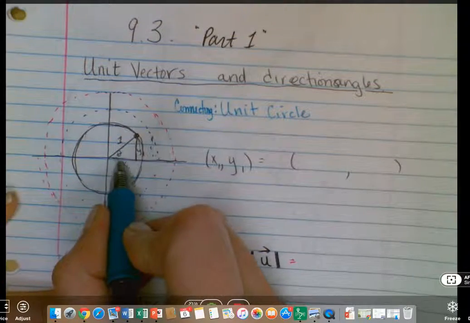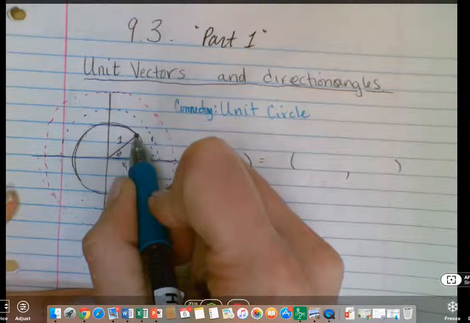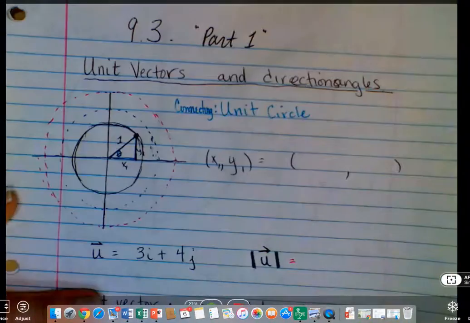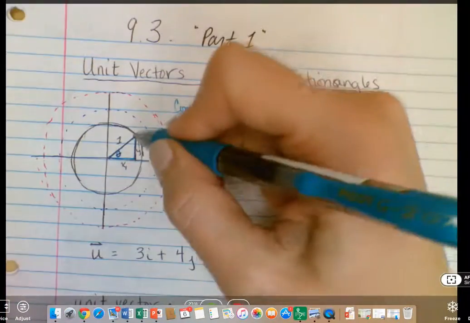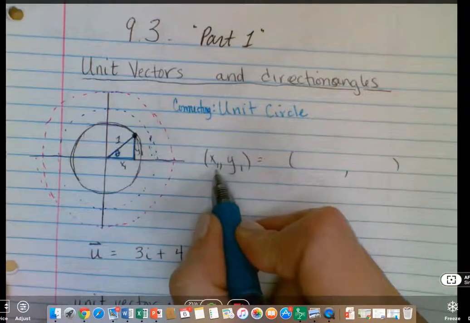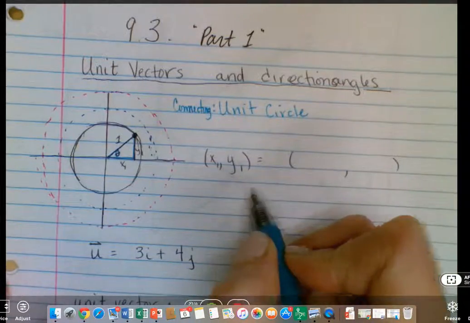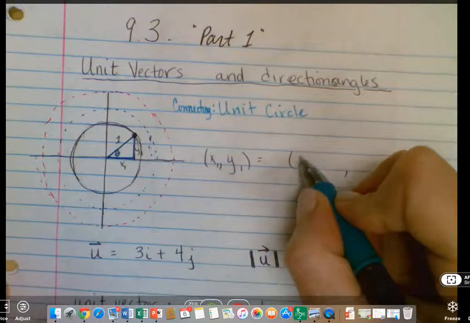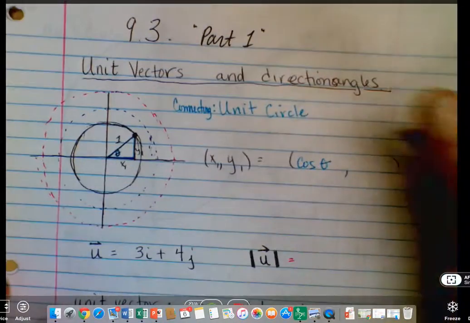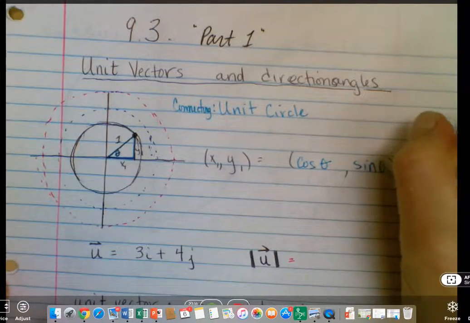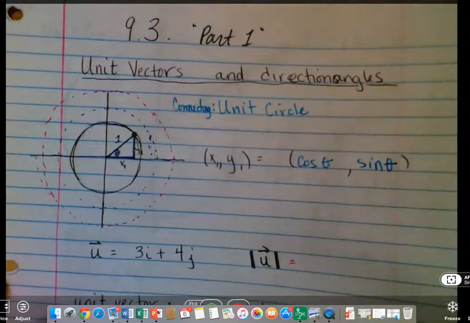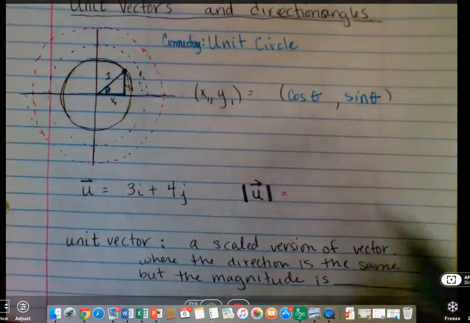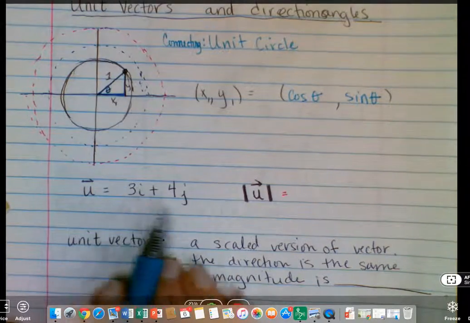So let's say I'm looking at this right triangle right here, and it has a turn of theta, and this point right here could be represented by the components x1, y1, but this could also be represented by the cosine of theta and the sine of theta. Oh, there it is, coming back to haunt us. Okay. So let's connect that down here to this.